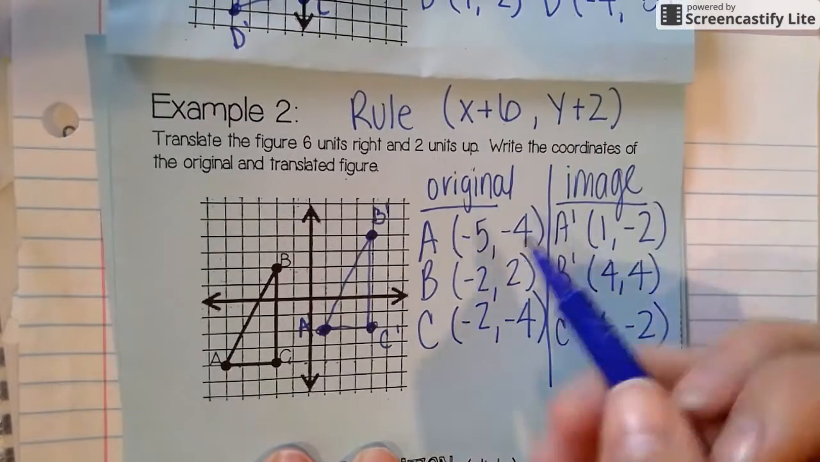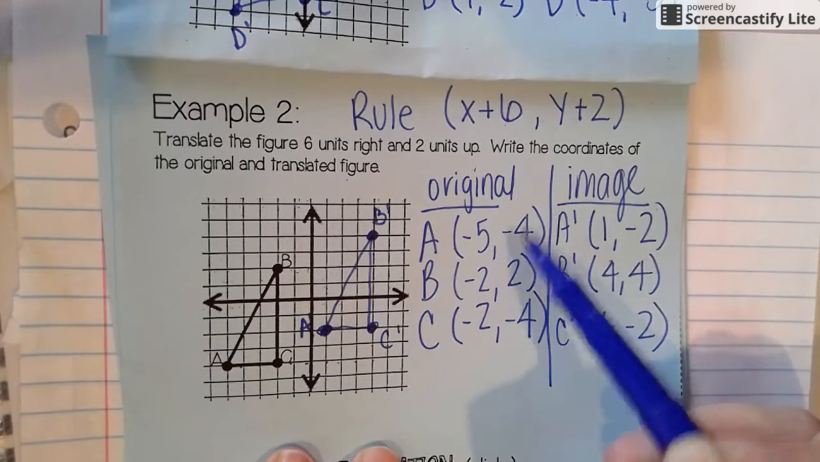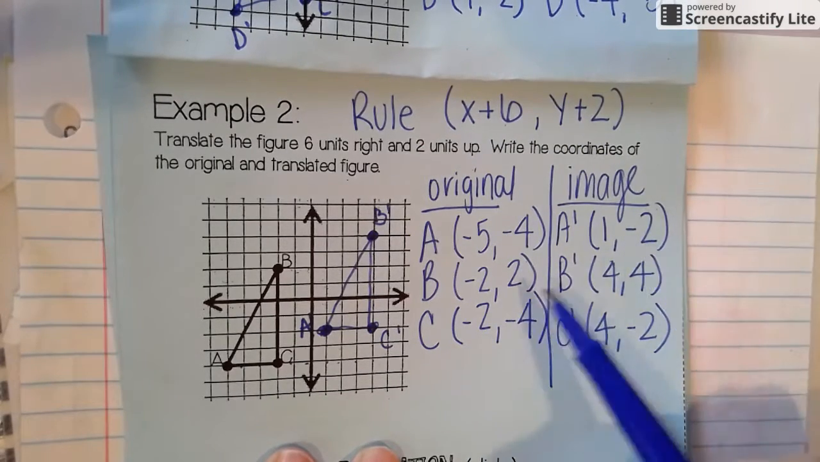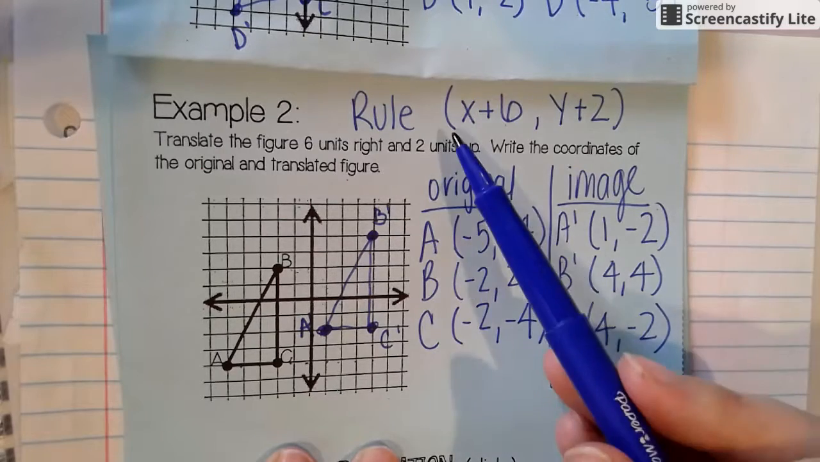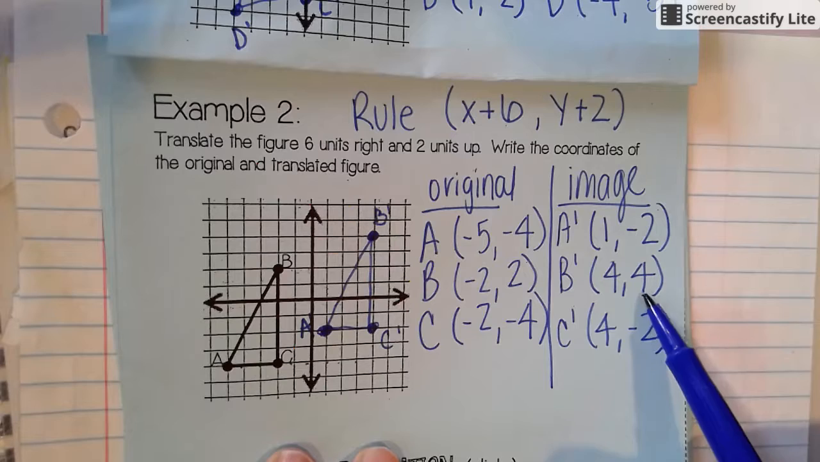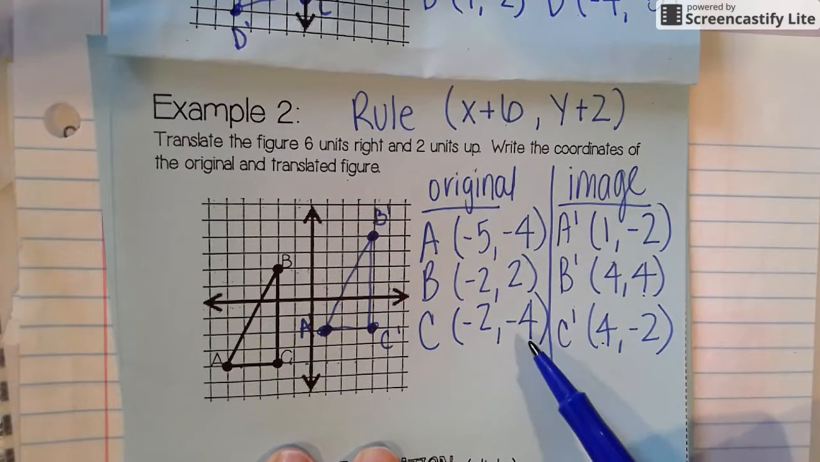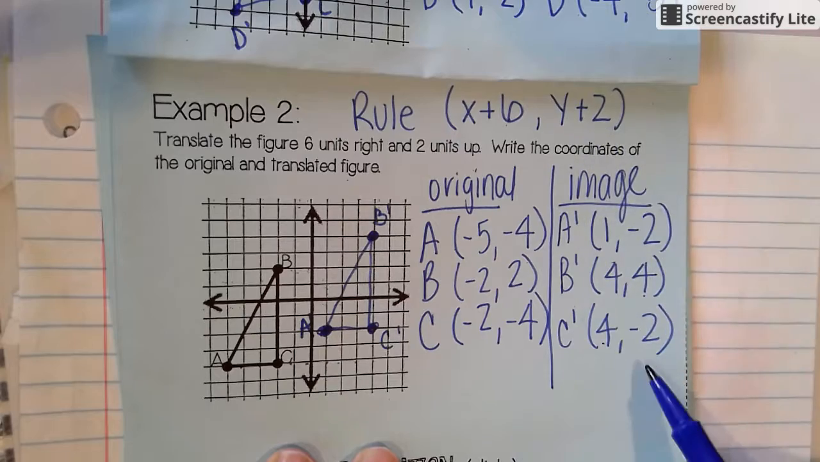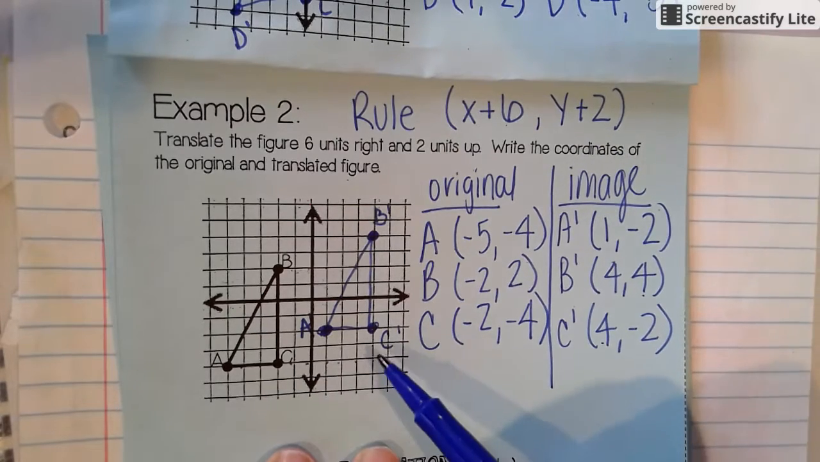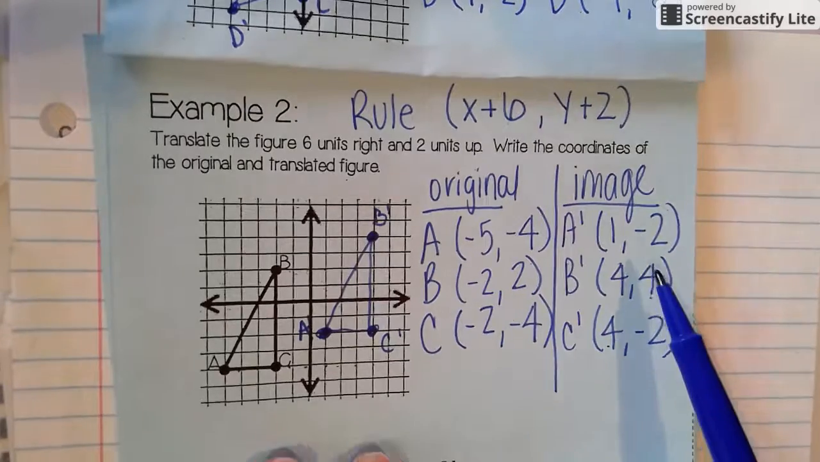How you could check is plug it back into the rule. So -5 plus 6, that gives me 1. -4 plus 2 gives me -2. -2 plus 6 gives me 4. 2 plus 2 gives me 4. -2 plus 6, that gives me 4. -4 plus 2 gives me -2. Now I know that is my new shape. I have my rule, I have my original, and I have my image.